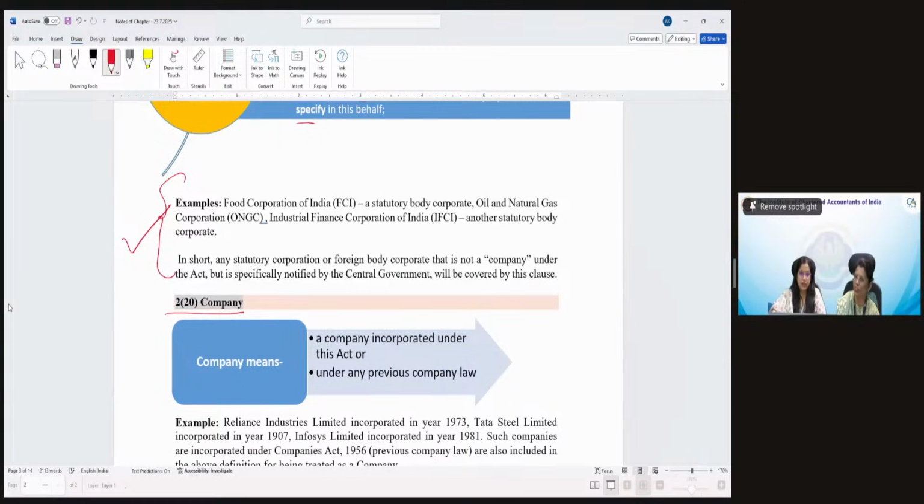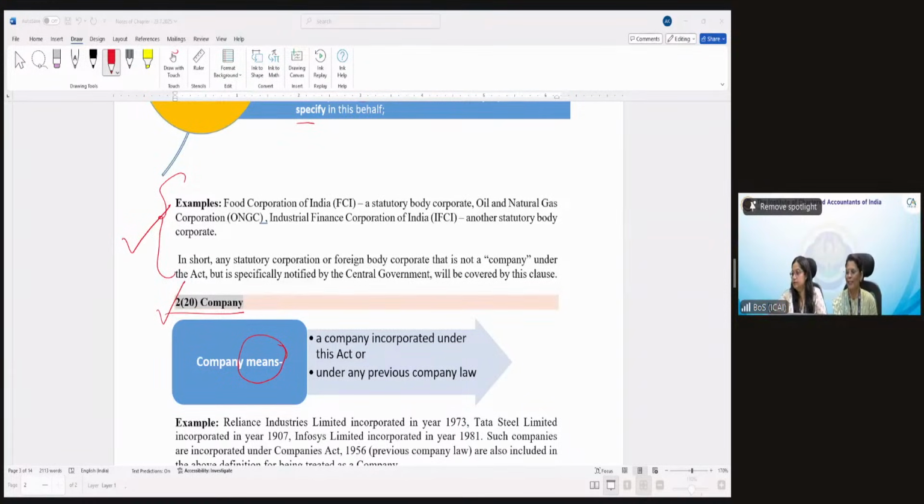As per Section 2, clause 20, company means. Now the word used is means. Earlier we saw includes, which gave a broader coverage. But here it says means. Means limits the definition, limited to whatever has been defined exactly in the Act.